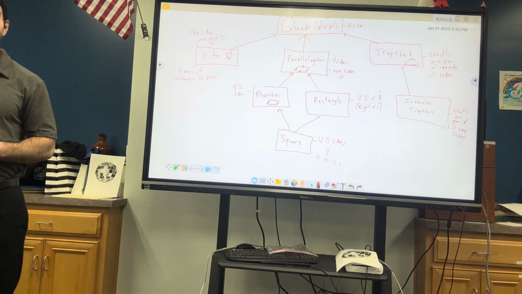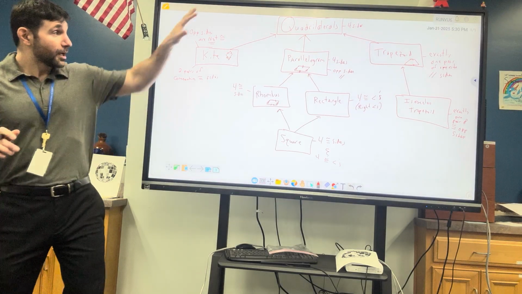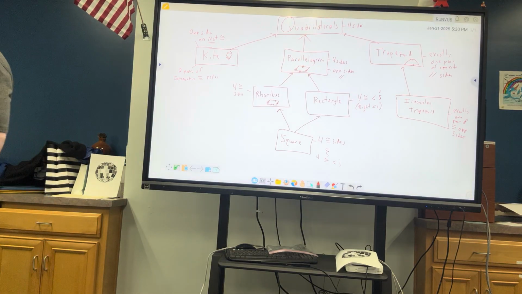Now, this is just today. What else will I be adding? Now, really, here's the thing. On this flow chart, you're going to be adding that in parallelograms, opposite angles are congruent. You're going to add that opposite sides are congruent. You're going to say that the bisectors are congruent.